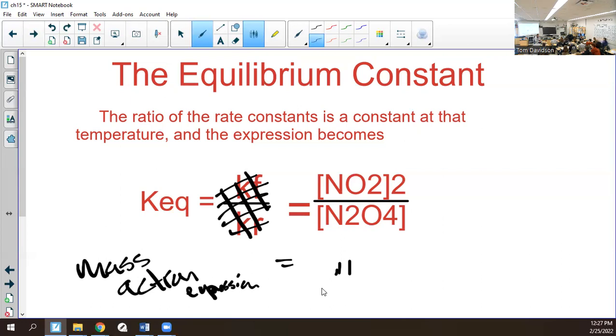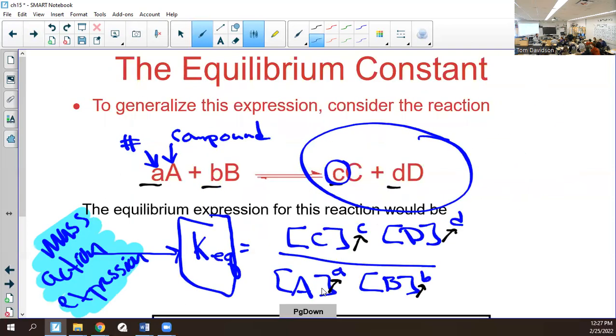Okay, so mass action expression, you got it. To generalize this expression, if you have aA plus bB goes to cC plus dD, where the small ones are the coefficients and the large ones are the formulas, you end up with K equals [C]^c [D]^d divided by [A]^a [B]^b. Is that all right? It really is a fairly easy concept for most kids.